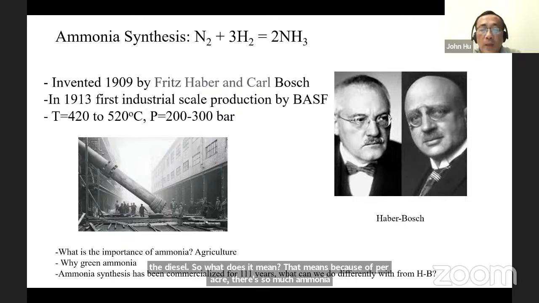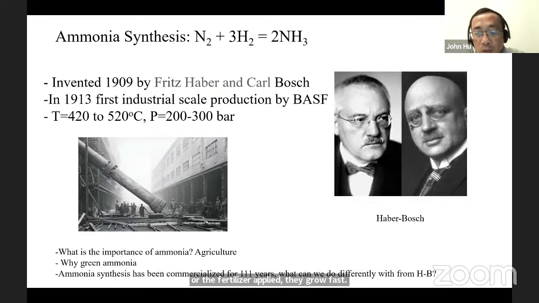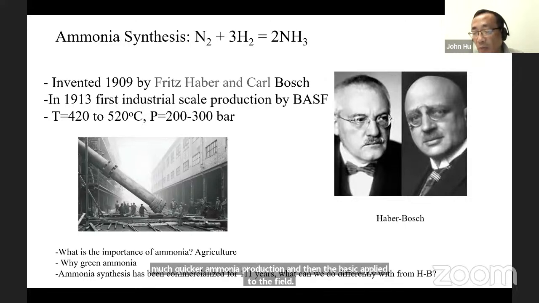So back to the topic. The reason we do not rely on the biological process of the plant to fix nitrogen is that it's too slow. The biological process is too slow. The Haber-Bosch process is so fast. You can provide much quicker ammonia production, and then apply it to the field. So I don't know if anyone knows.